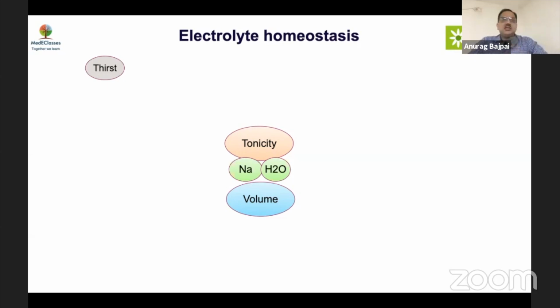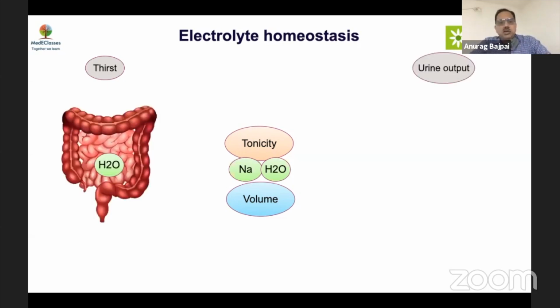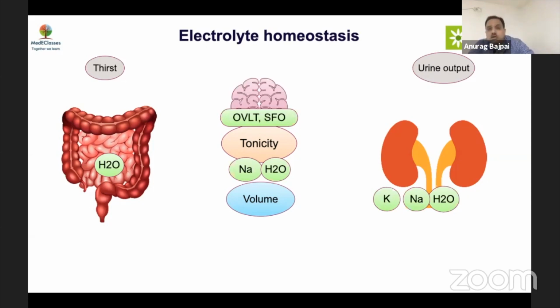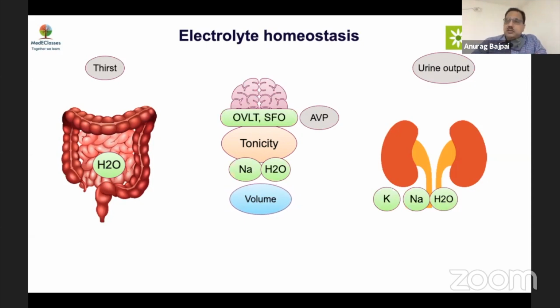Now the water level is determined by thirst and urine output. Basically, you have a balance between the water coming in from intake and the water you are losing through the kidneys. In dehydration, your tonicity is increased, and the OVLT and the subfornical organ, which are responsible for the osmoreceptors in the brain, will sense it and produce ADH. They will increase thirst as well. This ADH will then decrease the urinary excretion of water, increasing blood volume, and therefore compensate.